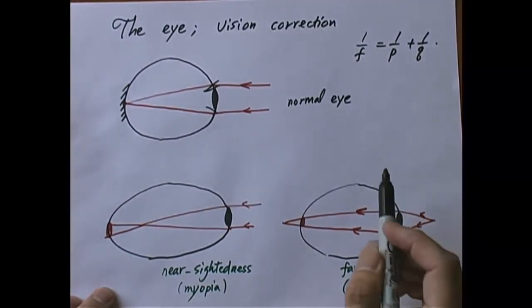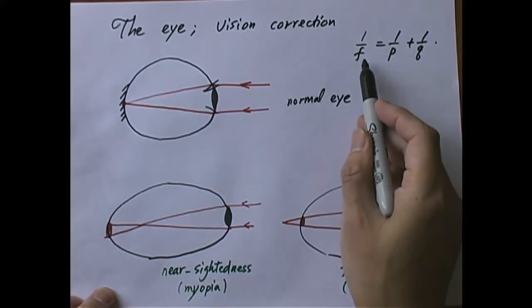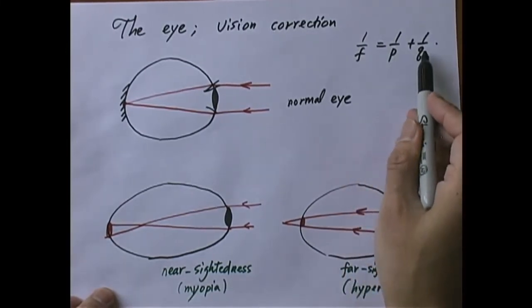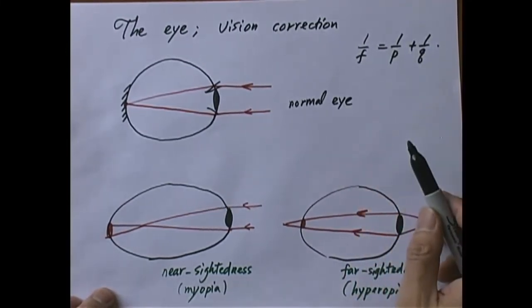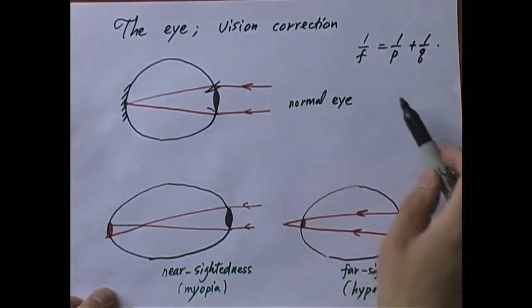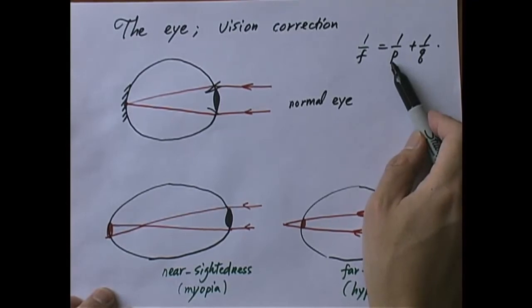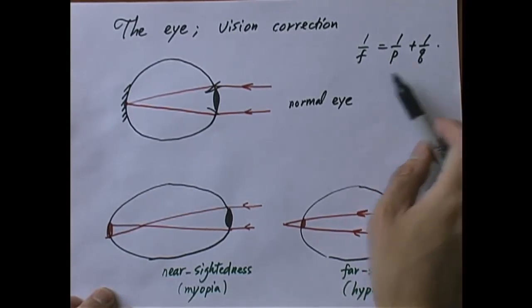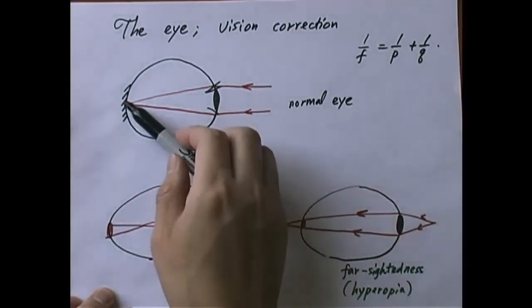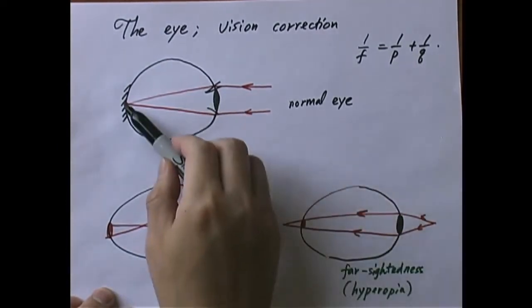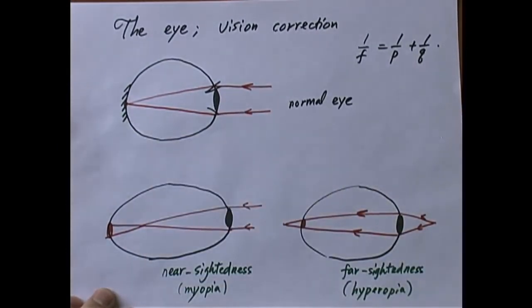Now this lens roughly satisfies the same equation: 1/f = 1/p + 1/q. Our eyes can focus automatically, at least a normal eye would do that. That is, no matter where the object is, no matter what p is, you can always satisfy this equation, so that the distance between the lens and the retina is q, and you can see a sharp image no matter where the object is.